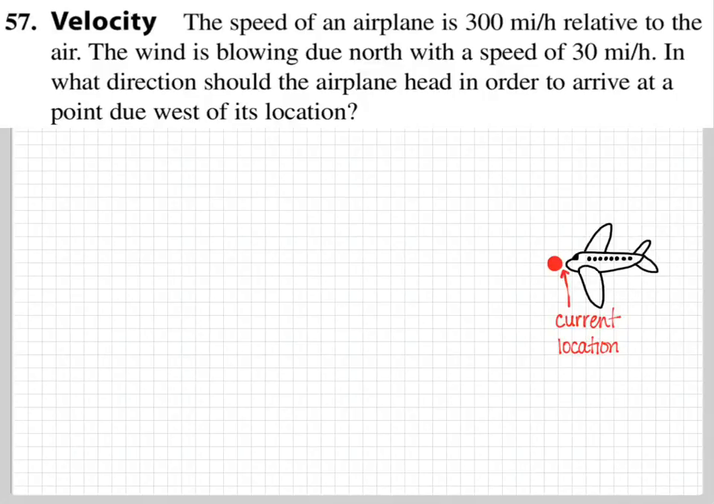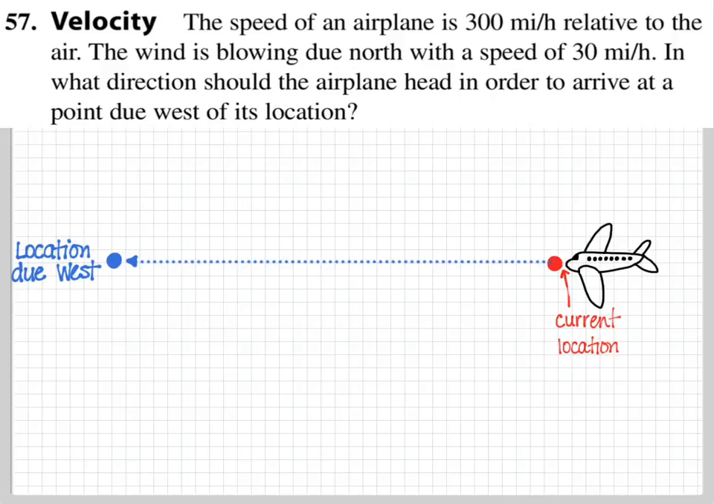This is Chapter 9, Section 1, problem number 57. In this problem, we have an airplane that wants to travel due west and it's traveling at 300 miles per hour, but there is a wind that is blowing the airplane north at 30 miles per hour. So the airplane wants to go due west, but unfortunately there's wind that's blowing it north. So the question is, what direction should the airplane fly?